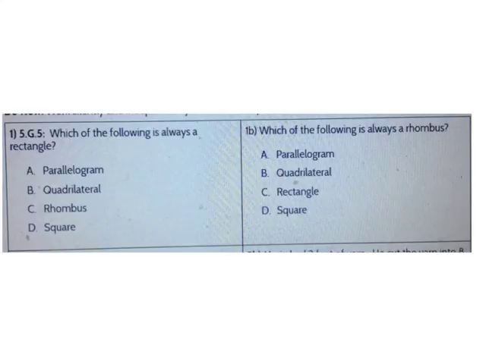Let's start with our do now. Which of the following is always a rectangle? Well, what makes a rectangle a rectangle? A rectangle has four sides. It's a parallelogram. And it has four right angles.